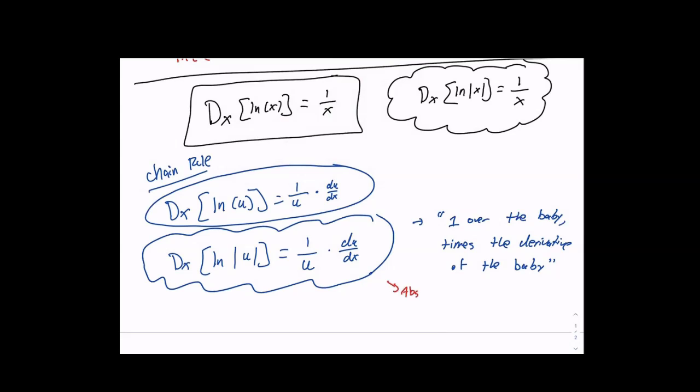Absolute value does not show in the derivative unless there's a problem such as the natural log of the natural log of the absolute value. If the baby is in itself another function that has absolute value, then you could have an absolute value answer, but that's very, very rare. Basically, you won't see the absolute value in the derivative.